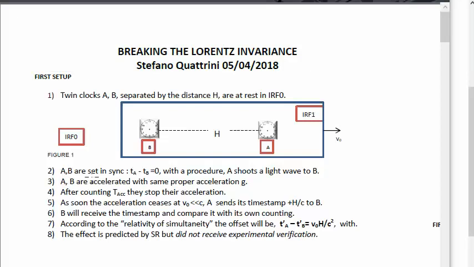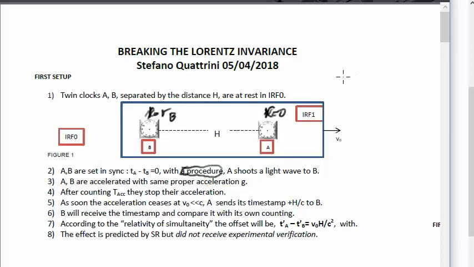2. A, B are set in sync. T sub A minus T sub B equals 0 with a procedure: A shoots a light wave to B. Okay, so there's more to this procedure. The procedure should be, if this is x equals 0, or that's at coordinate x equals 0 in inertial reference frame 1, I guess, and x equals, say, r in inertial reference frame B. So let's call it r equals 0 and r equals r sub b.